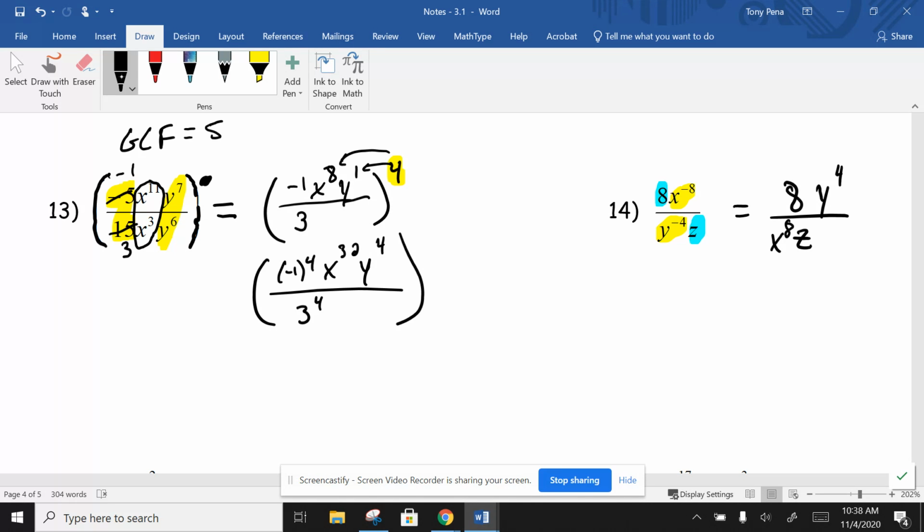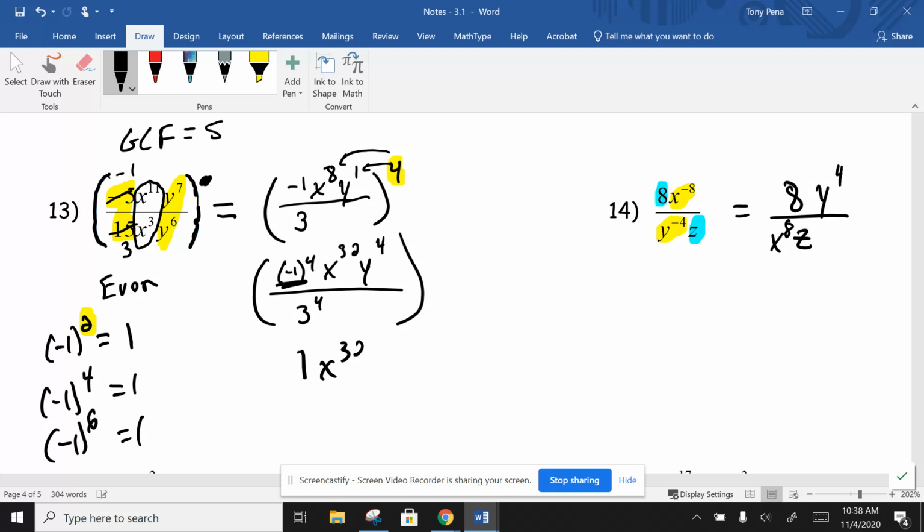So last step then, negative 1 to the power of 4. So the reason a negative 1 squared is a positive 1 is because this guy right here is an even exponent. So if I give you a negative 1 to any even power, 2, 4, 6, those should always end up giving us a positive 1. That's what we have here. Negative 1 to the power of 4 is a 1. And then the x to the 32, y to the 4th, we don't change.